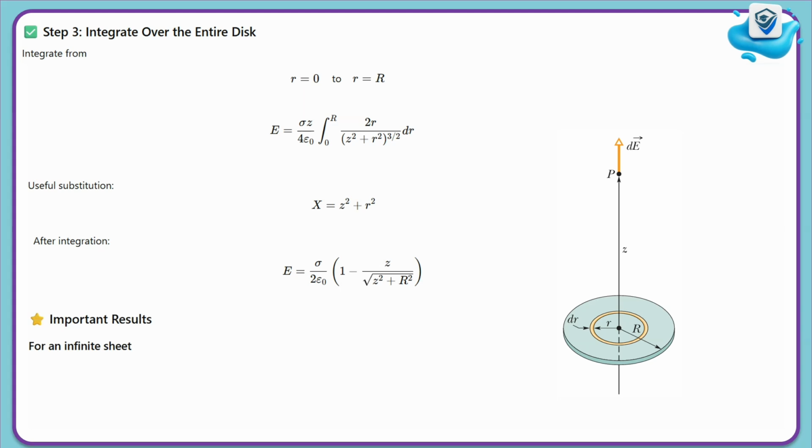This is a very important result, and I highly recommend memorizing it. You'll use it again and again in Physics 2 and many exam problems. If the radius becomes infinitely large, the disk behaves like an infinite charged sheet, and the electric field becomes E equals sigma over 2 epsilon 0. This result is extremely common in exams, so make sure you remember it.